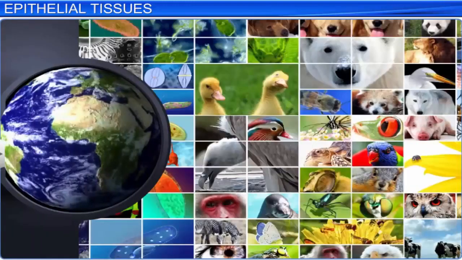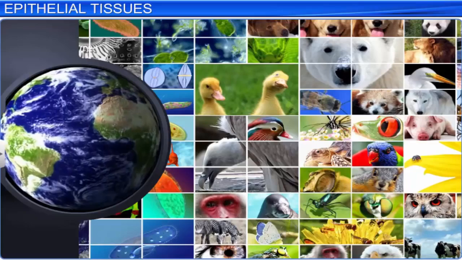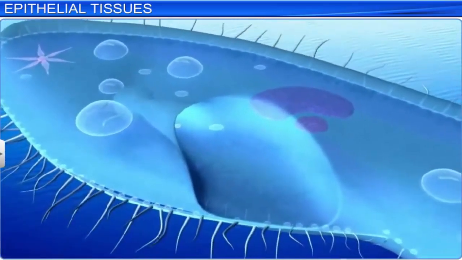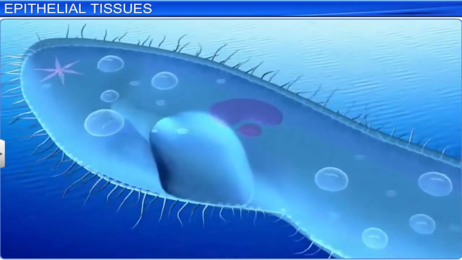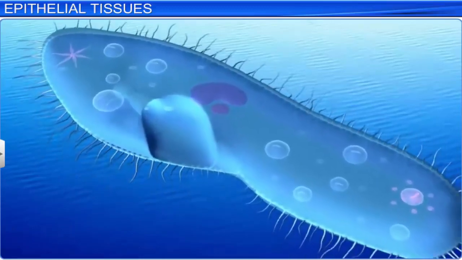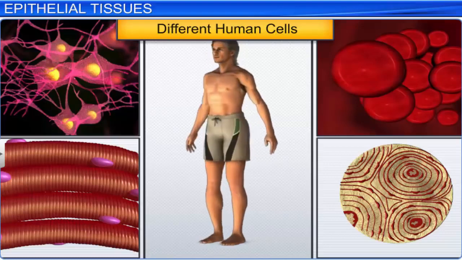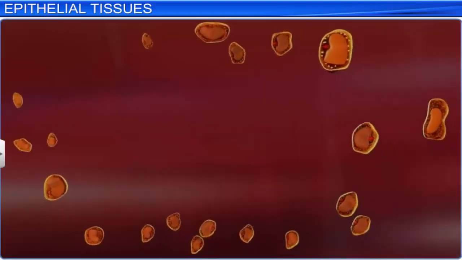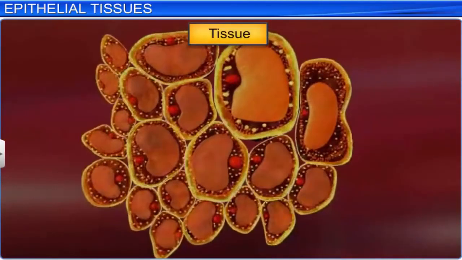We have an array of animals on our planet ranging from unicellular to multicellular. In unicellular organisms, a single cell carries out all the body functions such as digestion, respiration, and reproduction. However, in multicellular organisms, different cells perform different functions. A group of similar cells that performs a specific function is called a tissue.